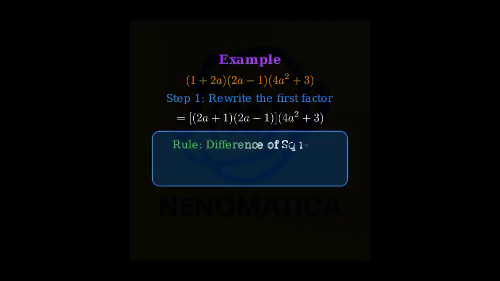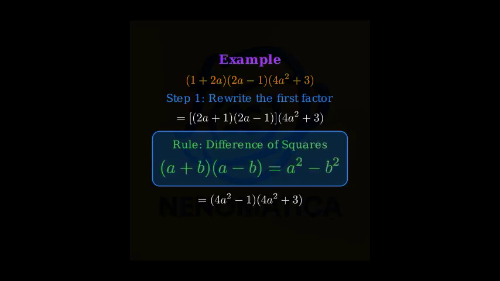Now, we can recognize that (2a + 1)(2a - 1) is a difference of squares pattern, which equals 4a squared minus 1. So our expression becomes (4a squared - 1)(4a squared + 3).